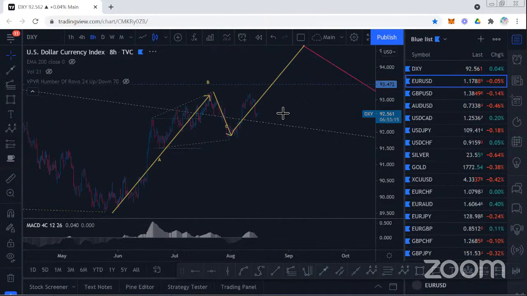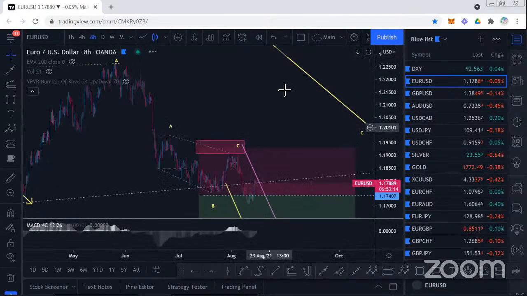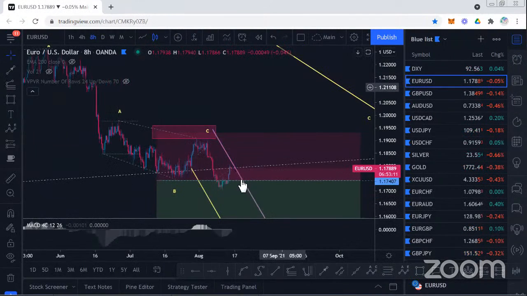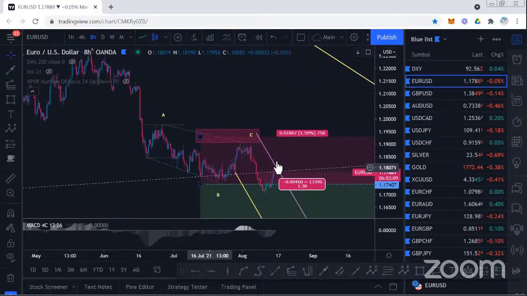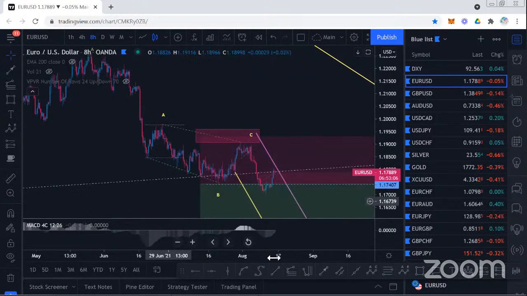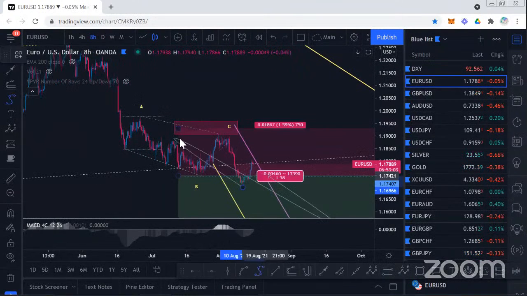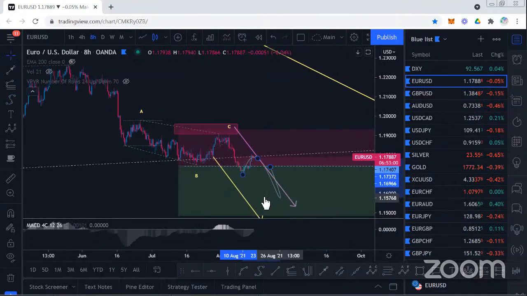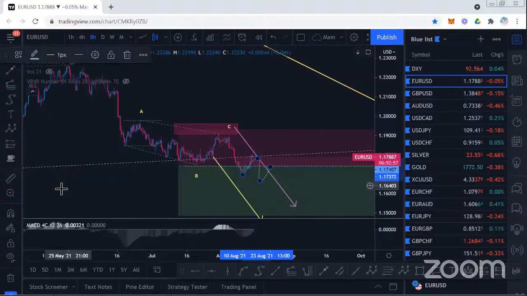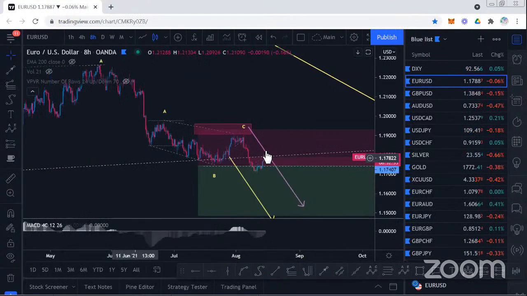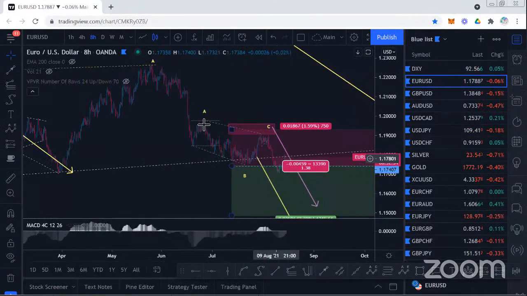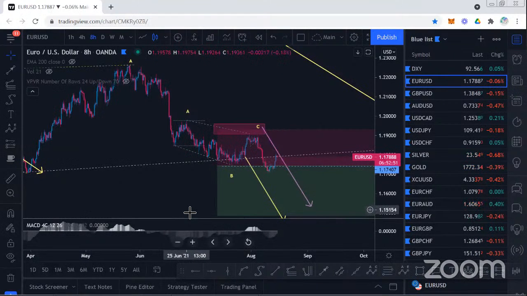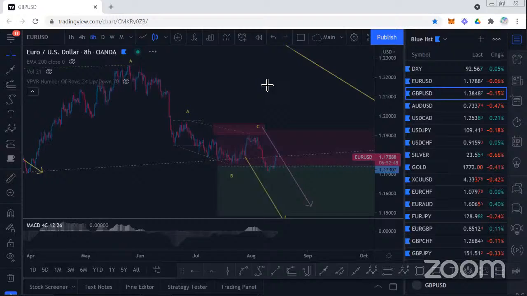Euro US dollar, kind of the same scenario. Although this does look like more of an A, B, C, D, E, or perhaps this is an impulse and then just a lower time frame corrective structure, something much smaller that is still going to turn towards the upside or towards the downside. So I still see downside on the euro. I'm slightly underwater in this trade, but I still see good analysis for continuation to the downside moving forward.